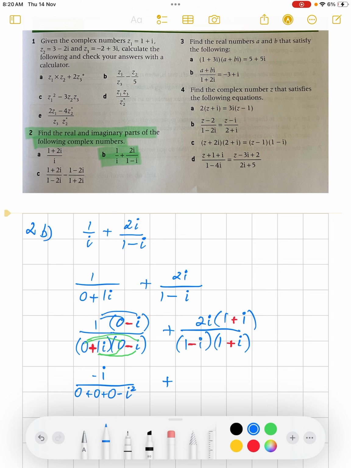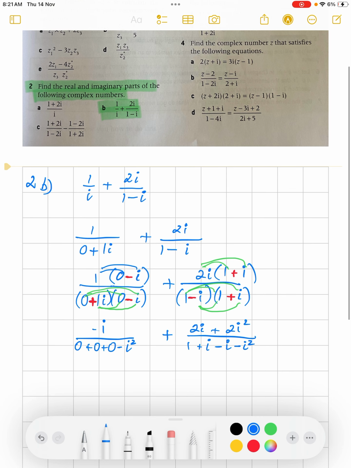All right, let's look at the second fraction. 2i times 1 is 2i, and 2i times i is plus 2i squared. And the denominator, 1 times 1 is 1. 1 times i is i. Negative i times 1 is negative i. And negative i times i is negative i squared.